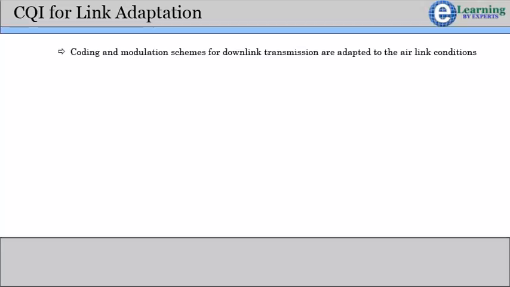To begin our discussion of downlink data transfer in LTE, we must first understand the Channel Quality Indicator, CQI, which is reported to the ENB by the UE. In LTE, the coding and modulation schemes for downlink transmission are not fixed. Instead, they are adapted to the airlink conditions. CQI is a mechanism the UE can use to offer feedback about these conditions to the ENB. So, we can say that CQI is an indicator of downlink conditions as perceived by the UE.